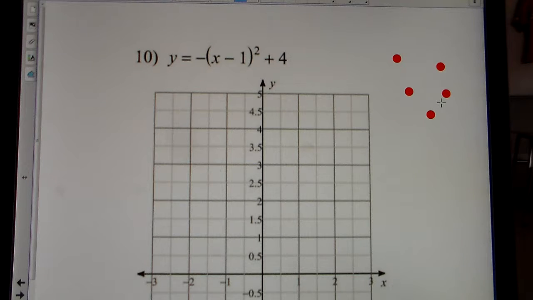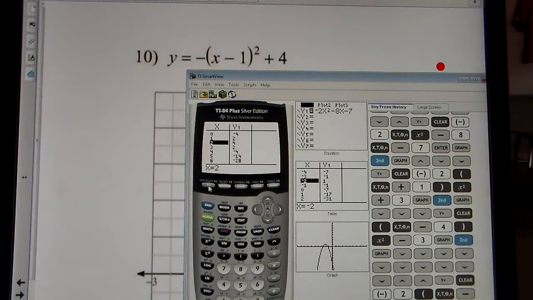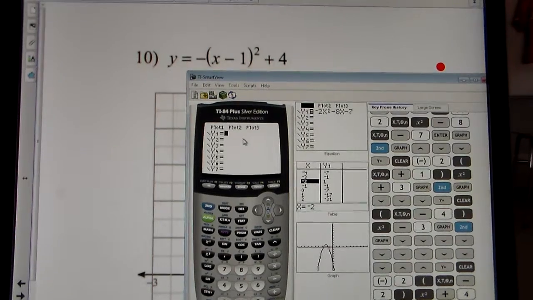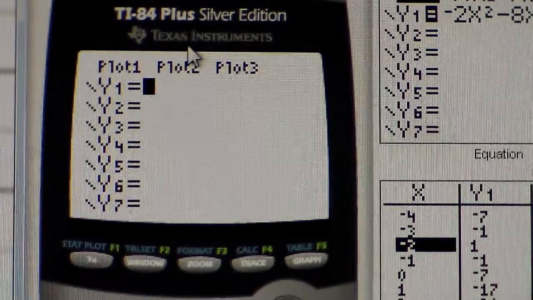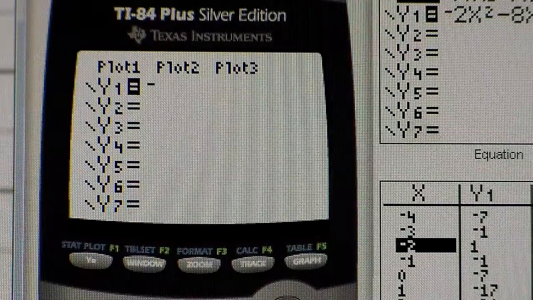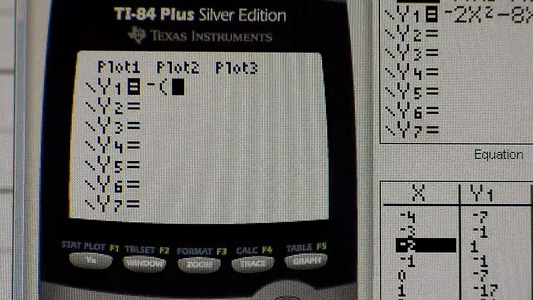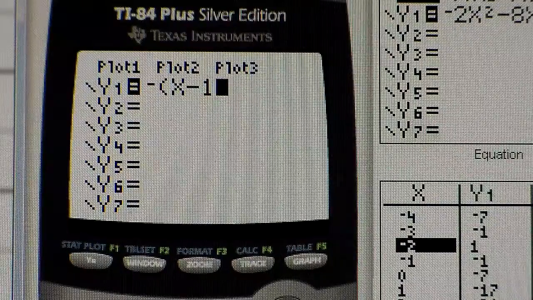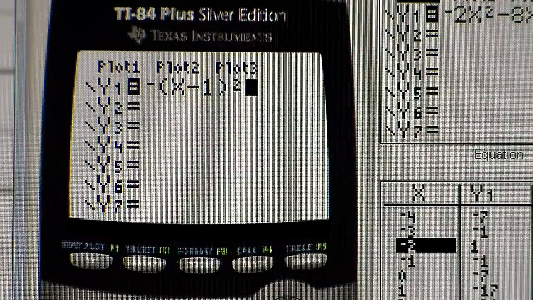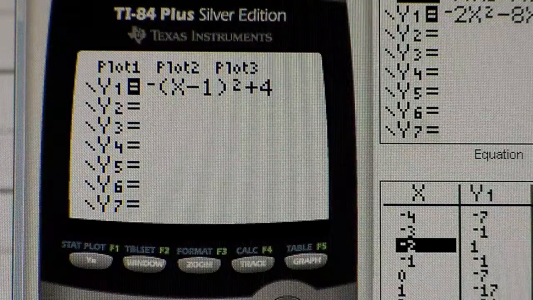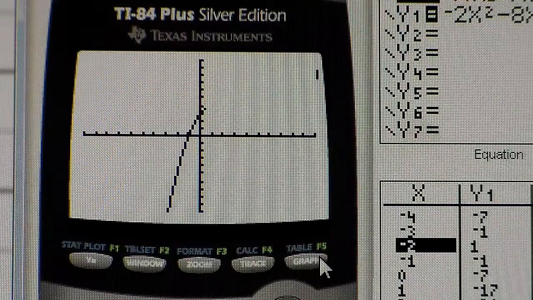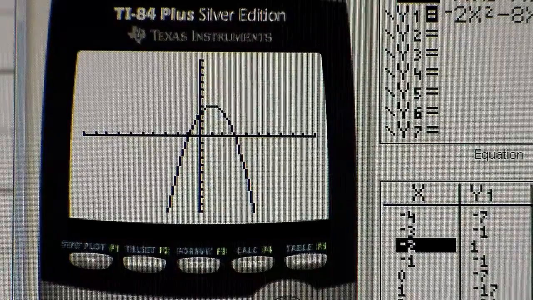All right, number 10. Y equals negative, parentheses, x minus 1, squared plus 4. So our vertex is 1 to the right, 4 up. Let's put it in the graphing calculator. Hit our y equals button, clear it. Y equals negative, parentheses, x minus 1, close parentheses, squared plus 4. Hit the graph button. That's what it looks like.